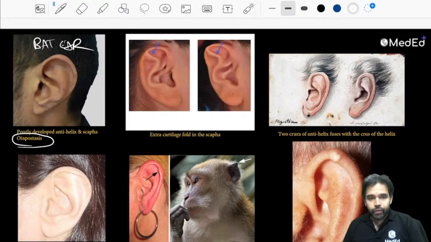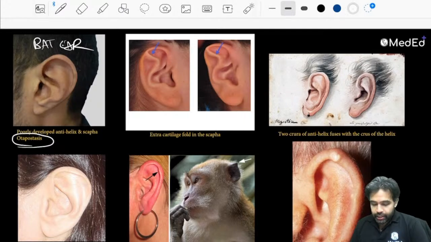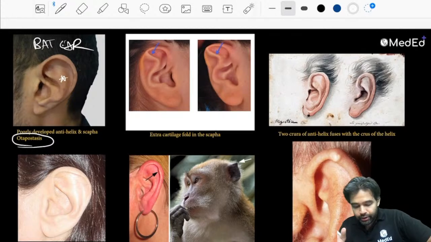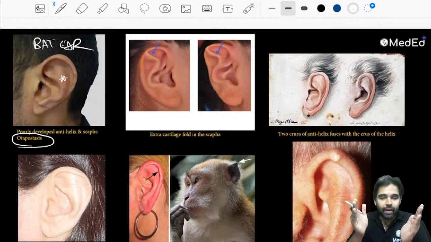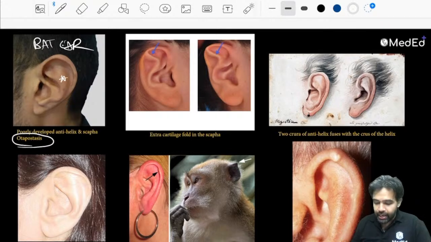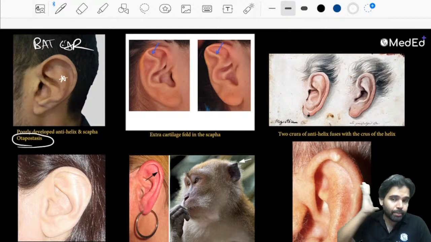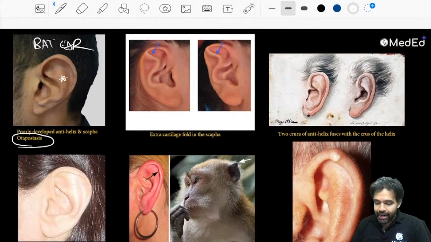Now, bat ear is basically a problem with the antihelix and the scapha. As I told you, you can see this is the antihelix, this part. This antihelix is poorly developed, and that is the important thing to know. If the antihelix is not developed, it forms a cup ear. But a poorly developed antihelix and scapha, making it look like a projected ear, is bat ear. This is the ear that you can see next to it.